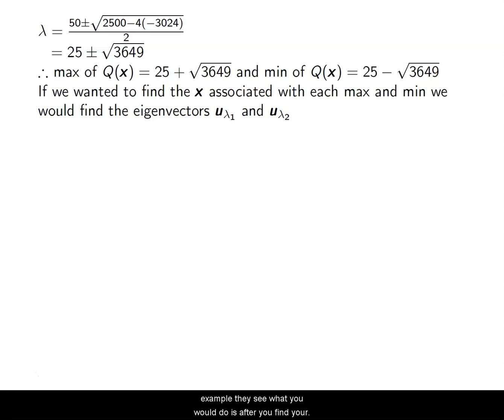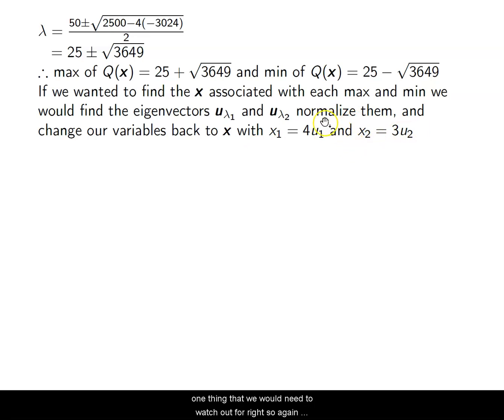Basically what you would do is after you find your eigenvectors here, you would need to do a change of variable back into the world of x, because right now I'm still in the world of u. So these are the max and mins, but when I get the eigenvectors, they're going to be eigenvectors in the world of u, so I have to change them back into x's. That's just one thing that we would need to watch out for. So again, I'd have to normalize them and then change our variables back to x with these substitutions that I made at the beginning. Very messy for this example, so we're not going to do it because I really only wanted the max and min values for this example, okay?